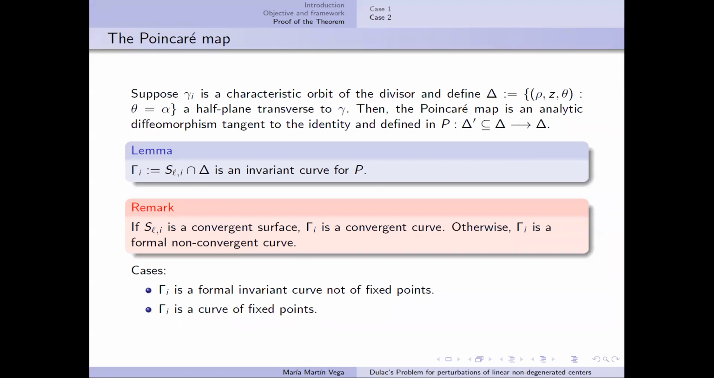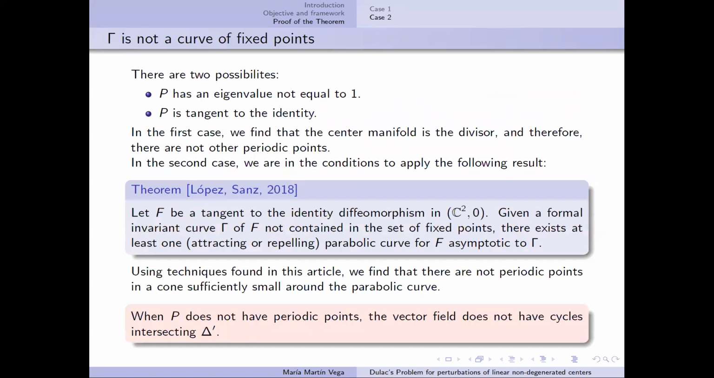We will divide this proof in two cases. First, gamma is a formal invariant curve that doesn't contain fixed points, or second, it's just a curve of fixed points, and thus an analytic curve, so convergent. Suppose that we are in the first case, where the curve gamma doesn't contain fixed points. So we have two possibilities. It can have an eigenvalue not equal to 1, because we are working with diffeomorphisms, or we can find that both eigenvalues are 1, and P is tangent to the identity.